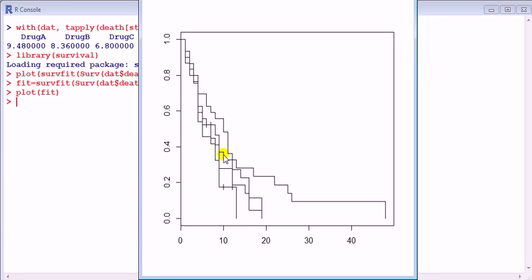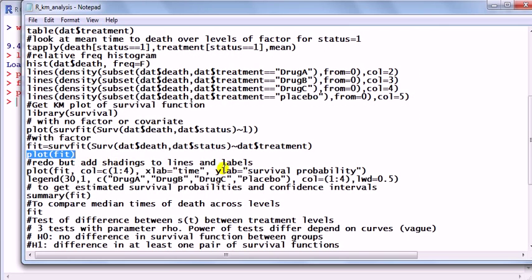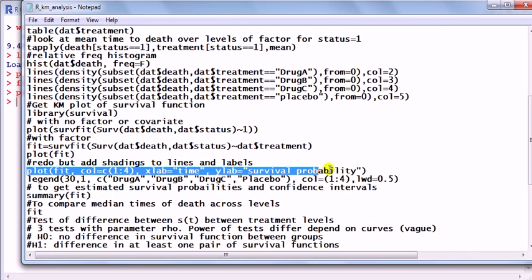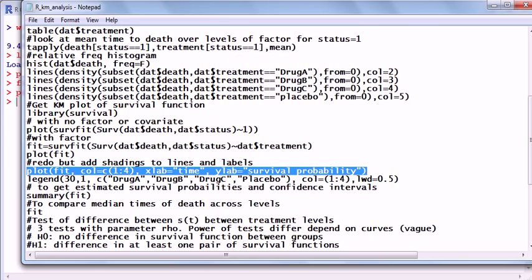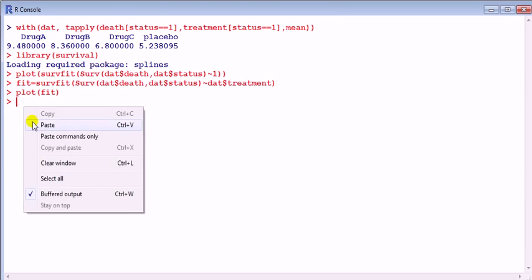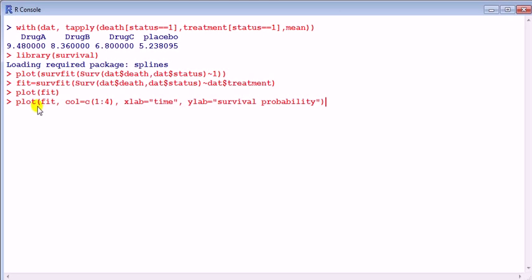In fact, it looks like a work of abstract art, doesn't it? So what we need is some colouring and some labels. I'm going to redo it but add shadings and lines, and this part is not too interesting or important, but the code is there if you want to work out how to do things. You can use the code and just edit it for your case.